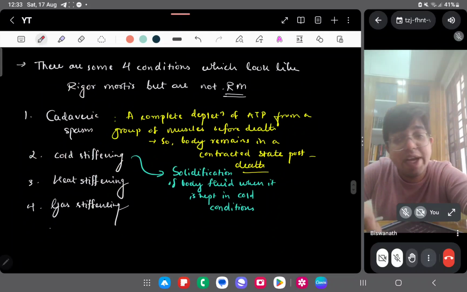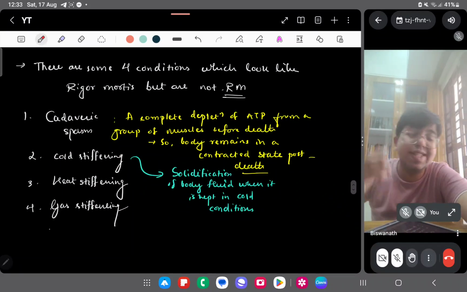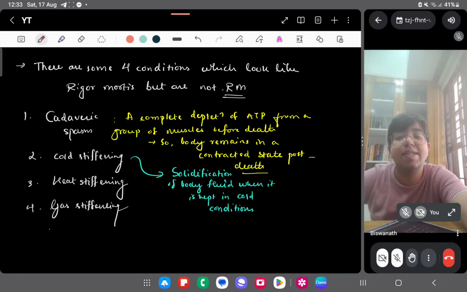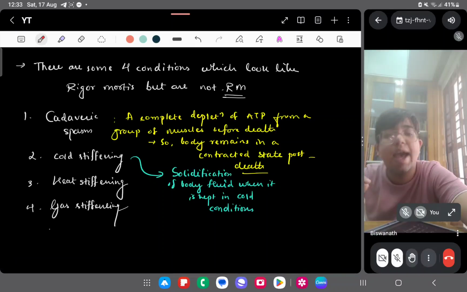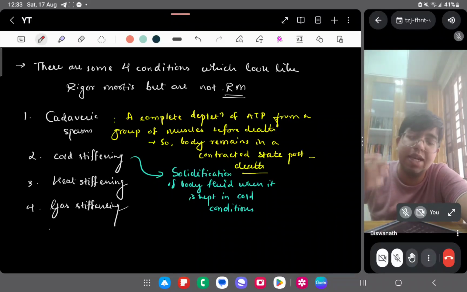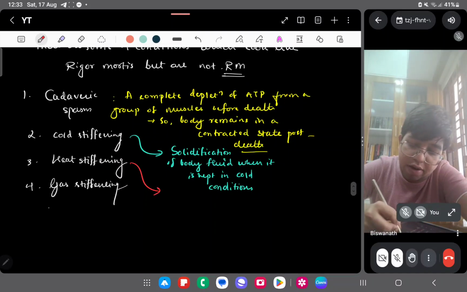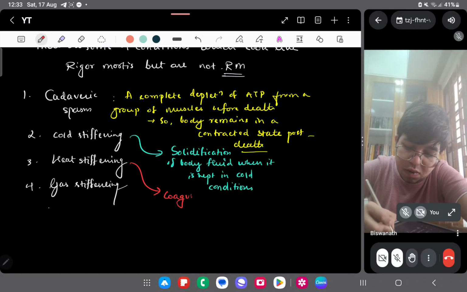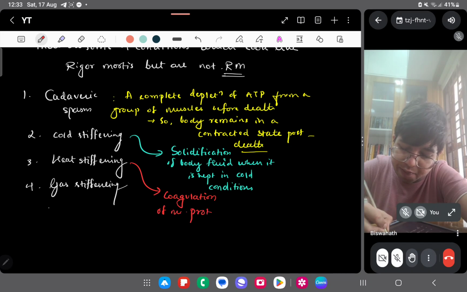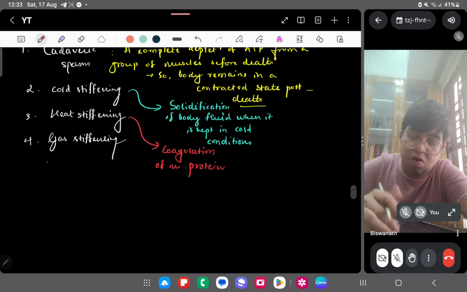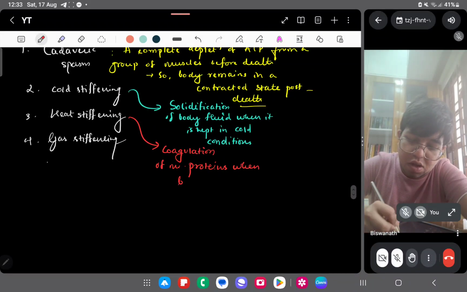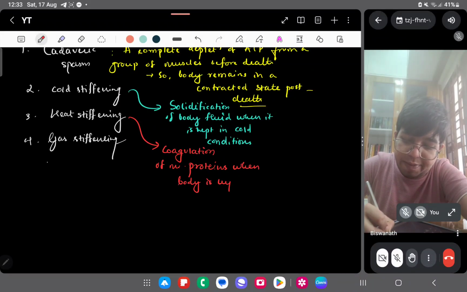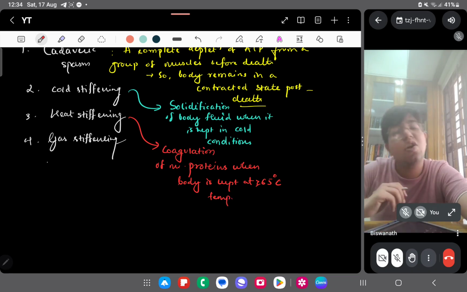Then what is heat stiffening? Heat stiffening means that whenever the body is exposed to temperature more than 65 degrees Celsius, the muscle proteins basically coagulate. So there is a coagulation of muscle proteins when the body is kept at 65 or more degrees, and this is called heat stiffening.